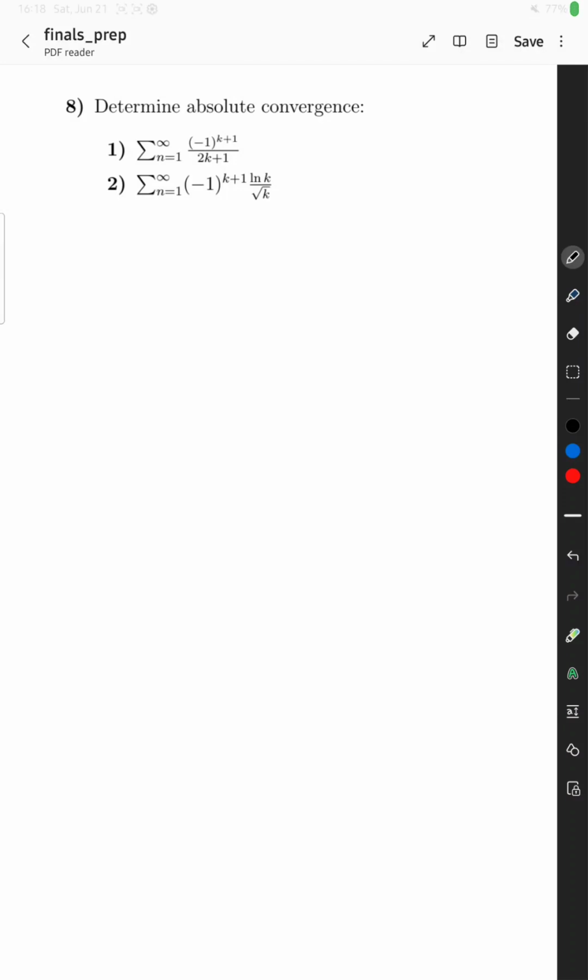Now on to alternating series. What happens in alternating series is interesting because the sign of the series alternates between positive and negative, so we cannot take the general approach that we did. For absolute convergence, we just need to look at the absolute part, so we can test that. 1 divided by 2k plus 1.